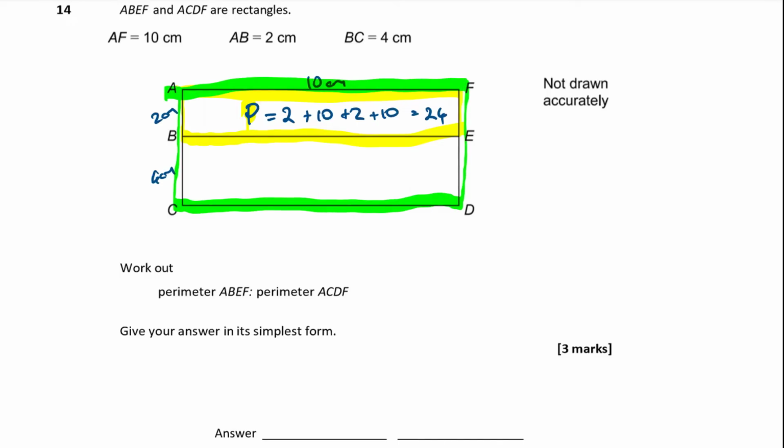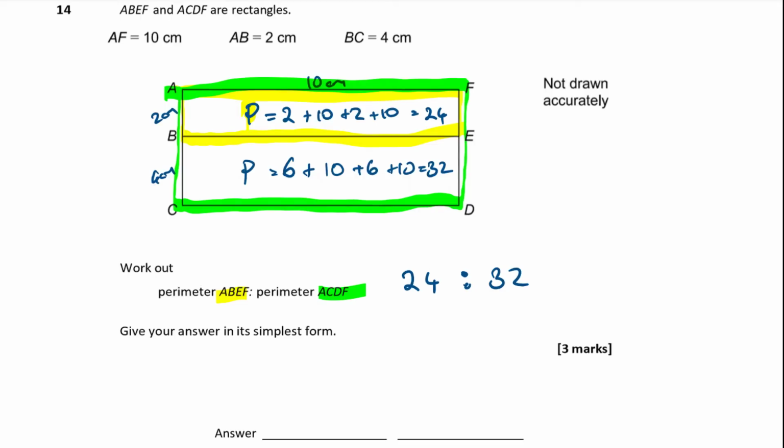The distance from A to C is that 2 plus the 4, so it's going to be 6. So the perimeter of the larger rectangle is going to be 6 plus 10 plus 6 plus 10. What's that come to? 20, 26, 32. So that comes to 32. Then the perimeter of ABEF, the smaller one, to the perimeter of ACDF, the larger one, is going to be in the ratio of 24 to 32.